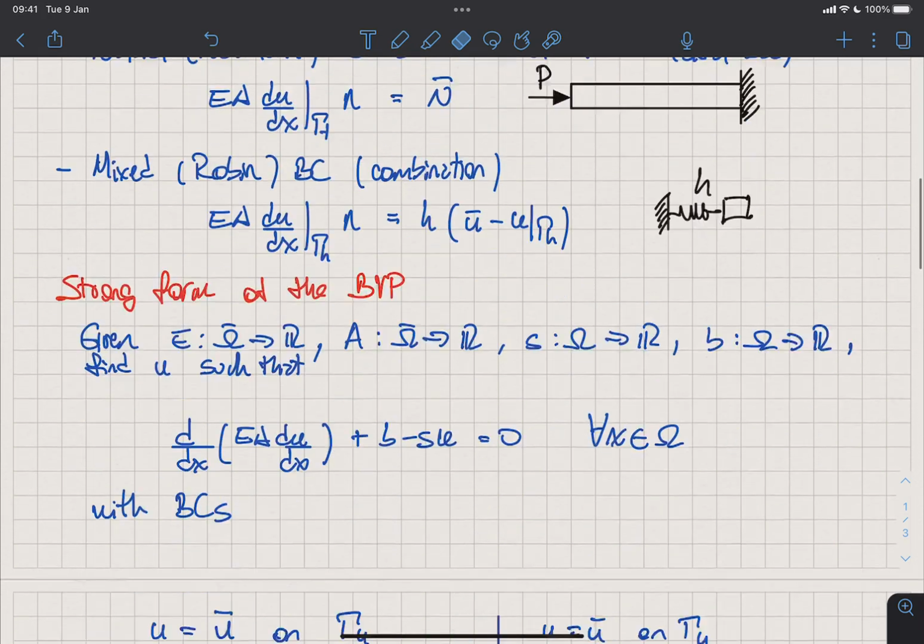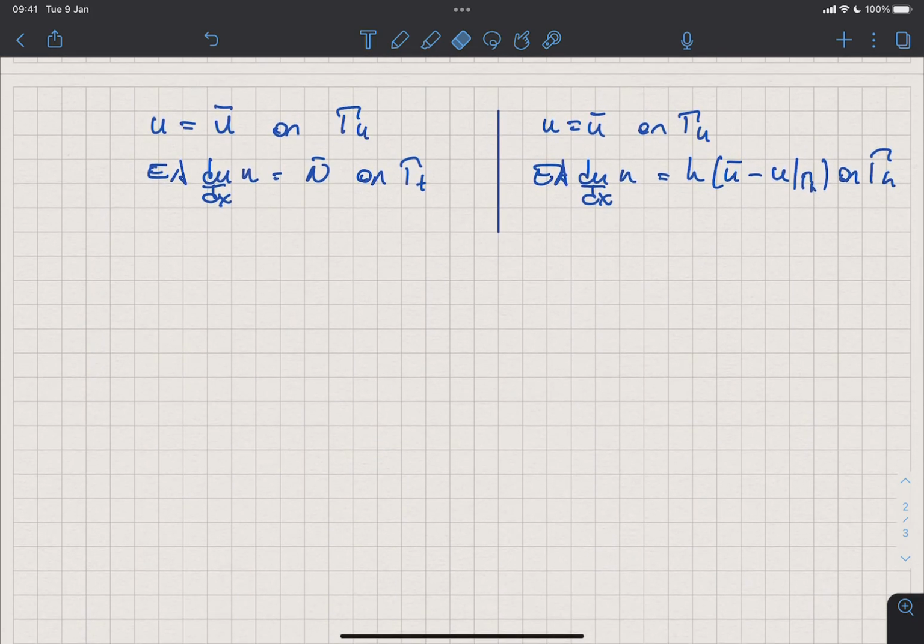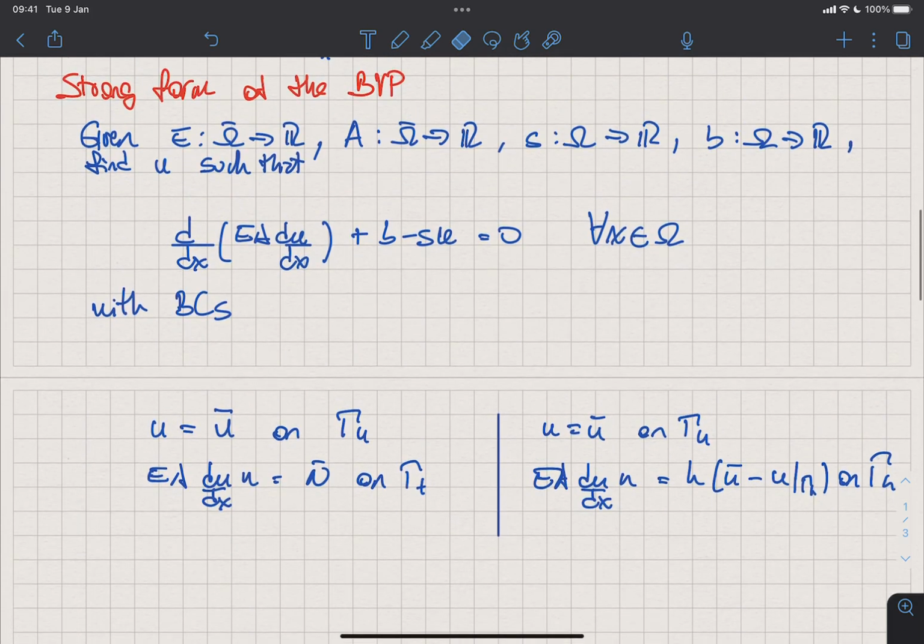We'll get there when we talk about spaces, although we're not going to go into too much detail. And that's it. That is basically the strong form of the boundary value problem. So with the boundary conditions, you have to find U such that this is satisfied, and you have to solve it. Yeah, exactly. So now that we have formulated our problem, now we have to solve it, right? To find our exact displacement field. And how do we do that?